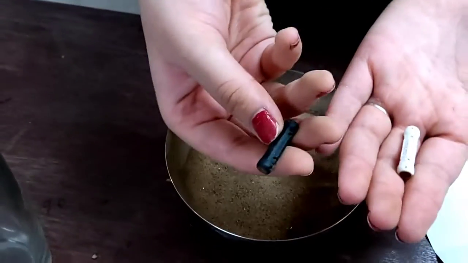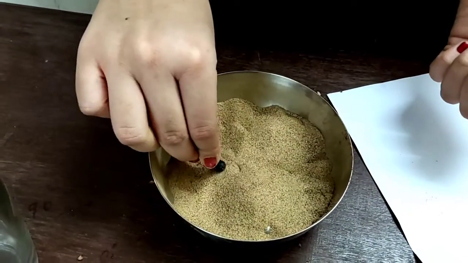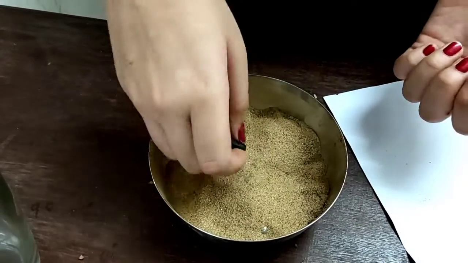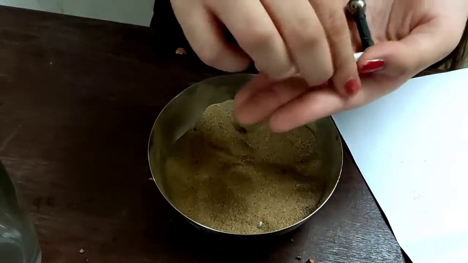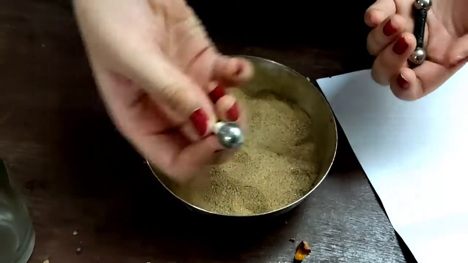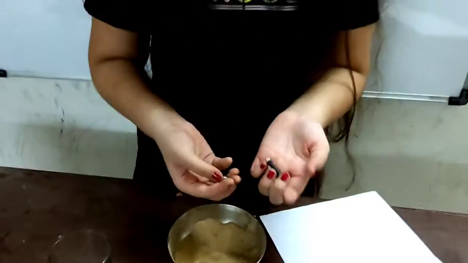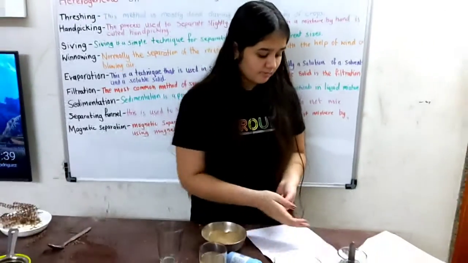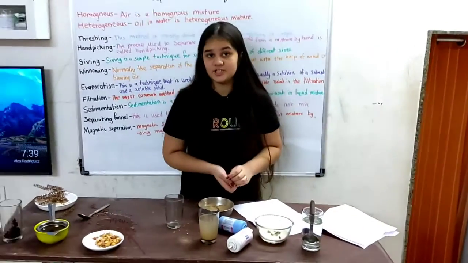Now I have a magnet in my hand. When I do this, it will attract it. See, you can see it. All of this came out. So you can separate magnetic materials by the magnetic separation technique.